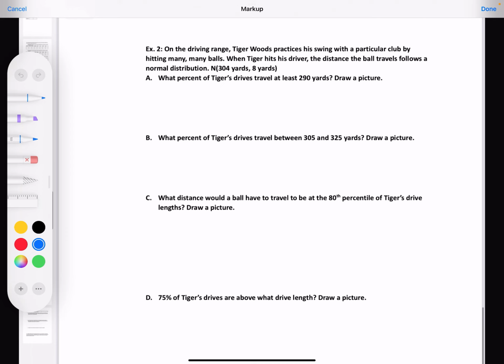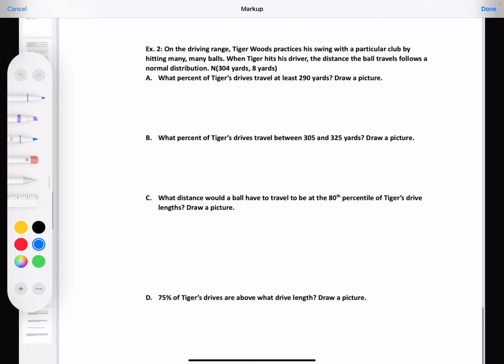But yeah, I was like, the distance the ball travels follows a normal distribution. See, that right there is why I'm a math teacher, not an English teacher. So the distribution is N of the mean of 304 and a standard deviation of 8. So what percent of Tiger's drives travel at least 290 yards?